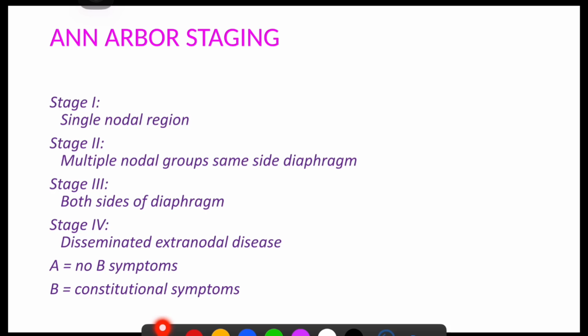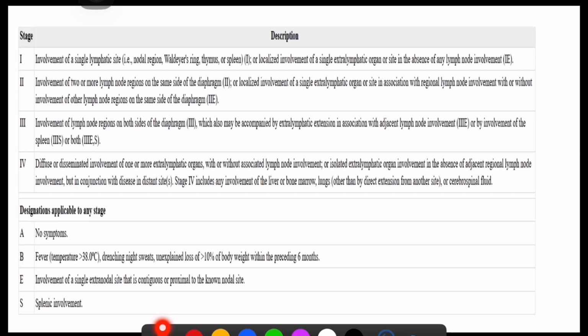And if any of these stages is associated with constitutional symptoms, then it is called B, and if it is without any symptoms, no B symptoms, then it is called A group. So this is a detailed description of the stages, the Ann Arbor staging system.